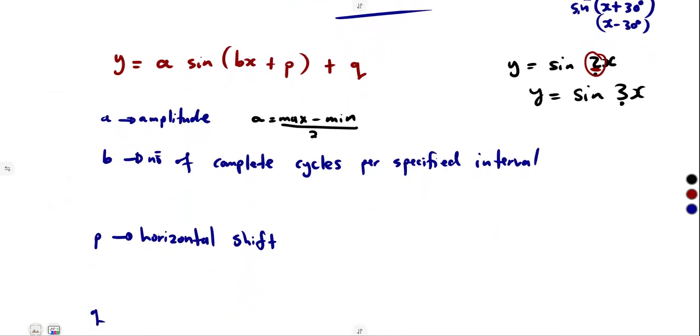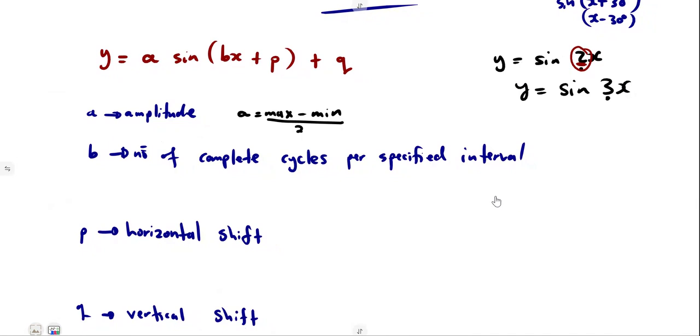Now let's write Q to be for a vertical shift. It can be plus, it can be minus. So that's a vertical shift. I talked about these in the transformations video, so make sure that you watch it and understand all the basics. That is very, very important. So let's start with A, the effect of A.